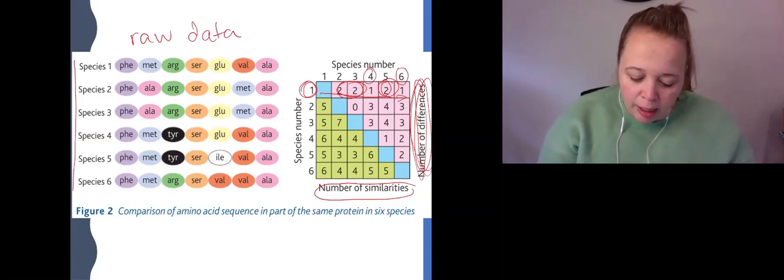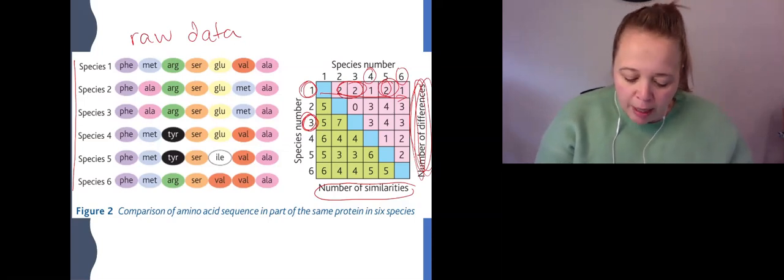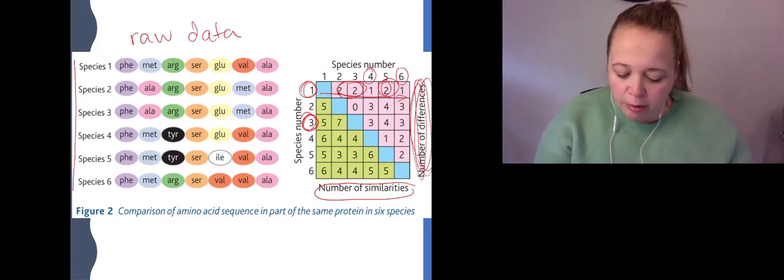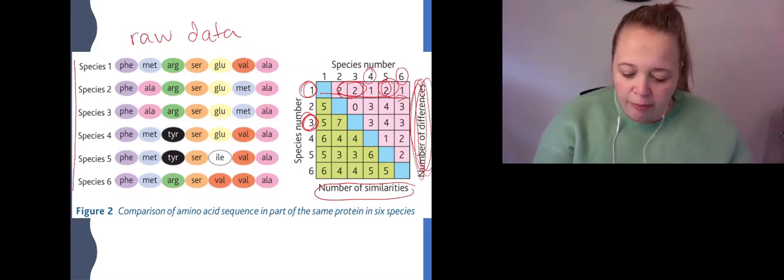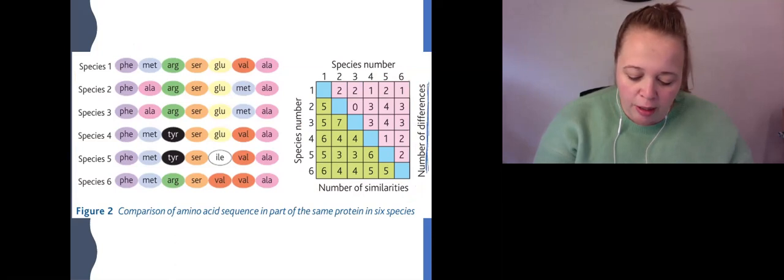So let's have a look at, say, species number 3. When we compare the number of differences, that was the number of similarities. I've read that table a bit incorrectly, so I'm going to clear these pen markings and let's read down. See, I'm not reading properly. The number of differences goes down here.